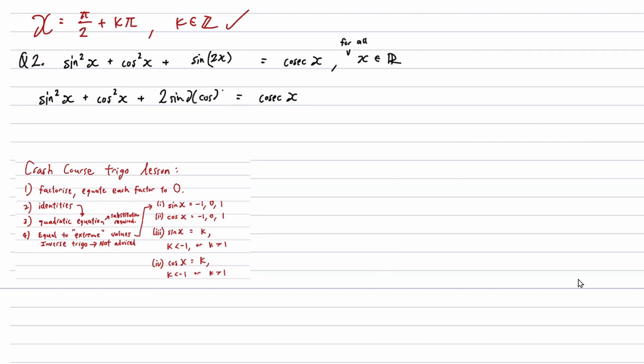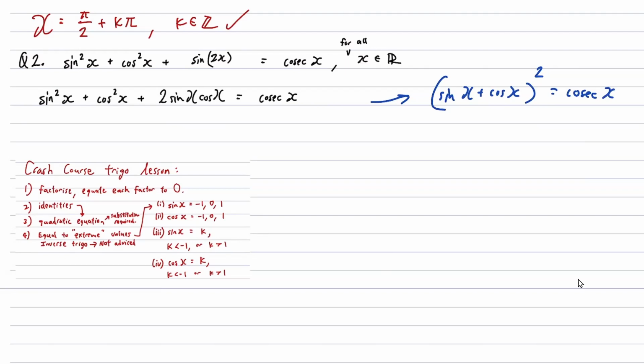So in this case, do you notice something else? What happens to the left-hand side? A squared plus B squared plus 2AB. Does it sound familiar? Yeah. Okay, good. Let me see. Actually, maybe it's not. Maybe you could factorize it as sine x plus cosine x, and then you bracket square equals to cosecant x. But that is not so good. This is a bit difficult to solve.